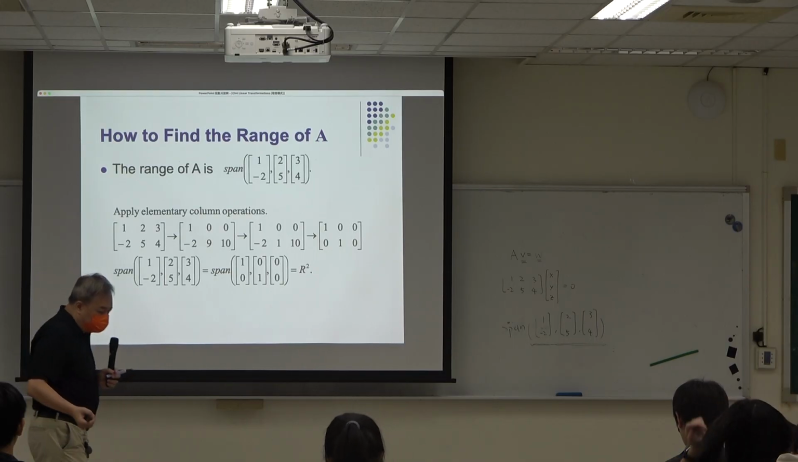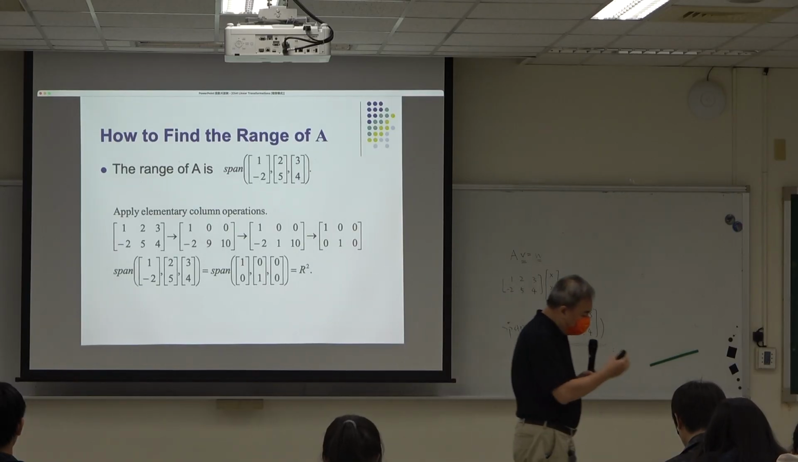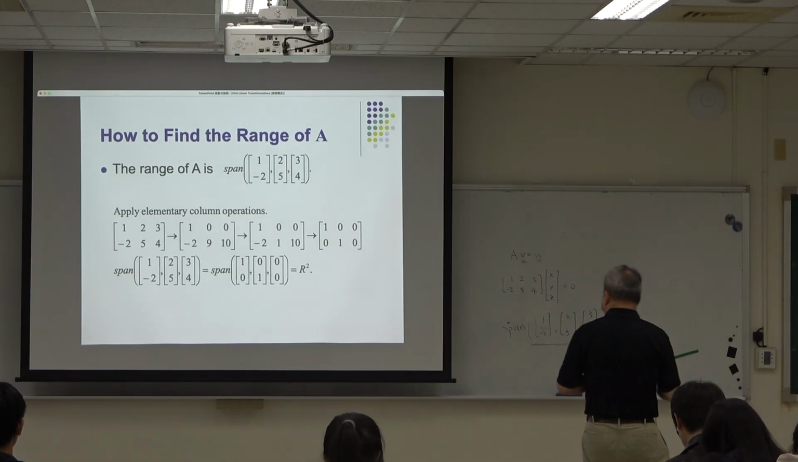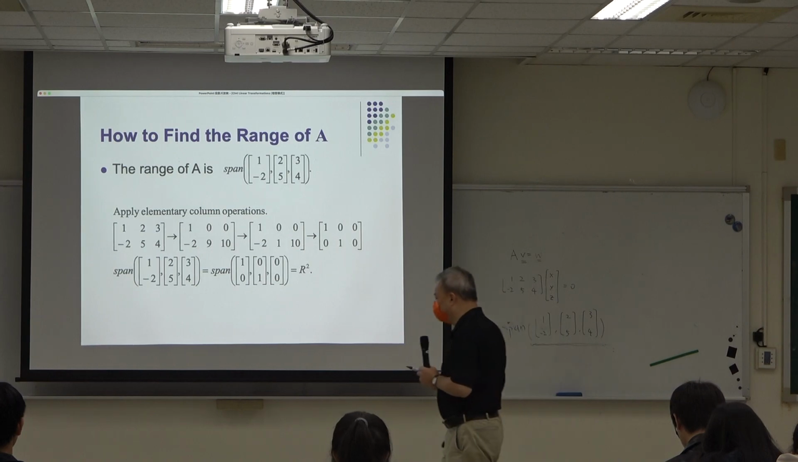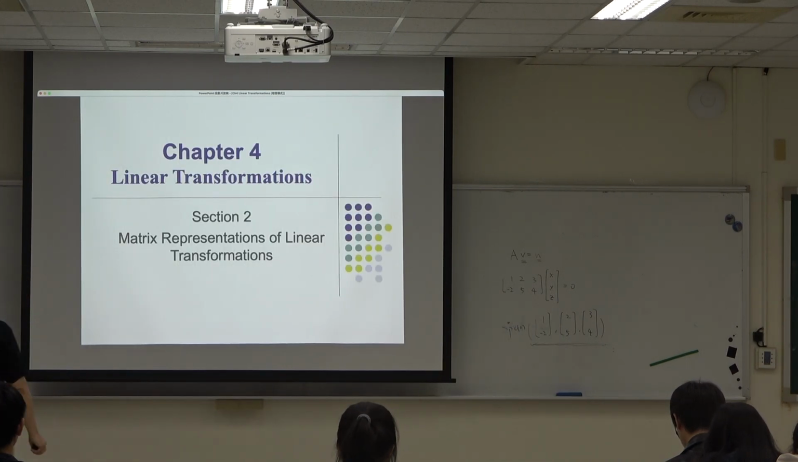So 1 plus 2 is 3. It's n by n, 3 by 2 by 3. So 3 equals 1 plus 2. So we have finally finished the first section.